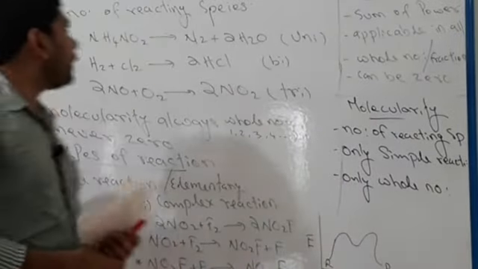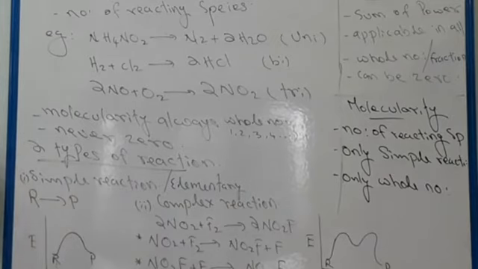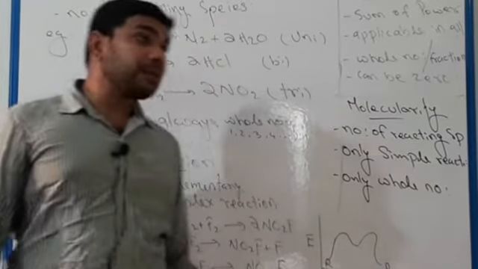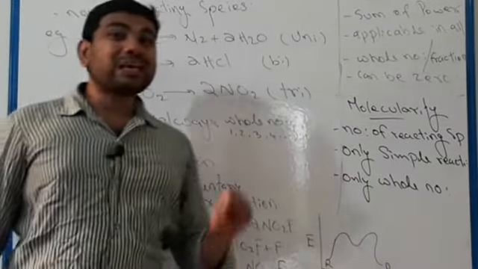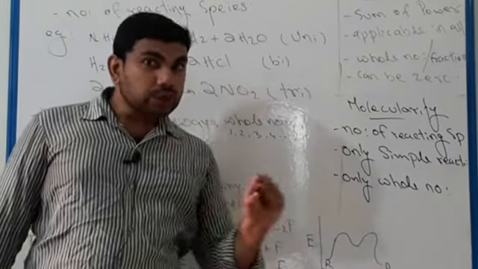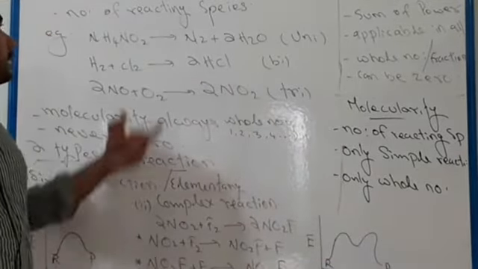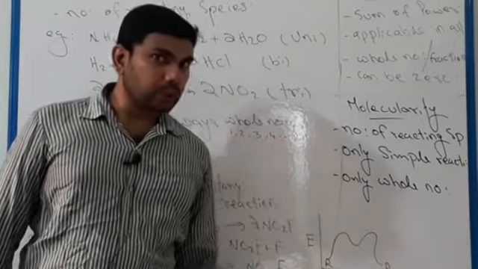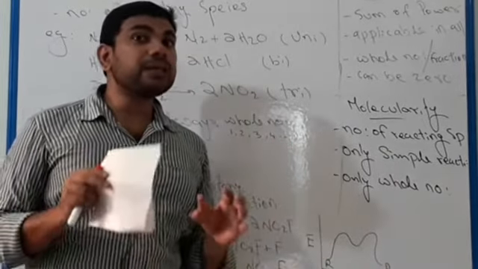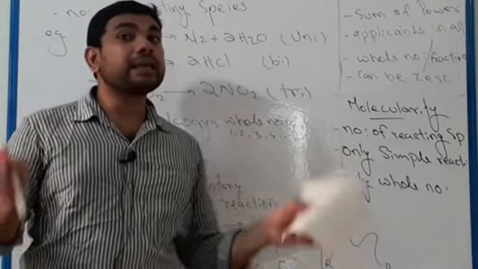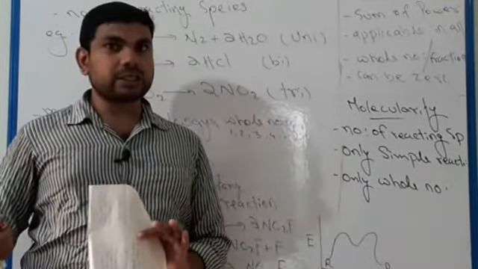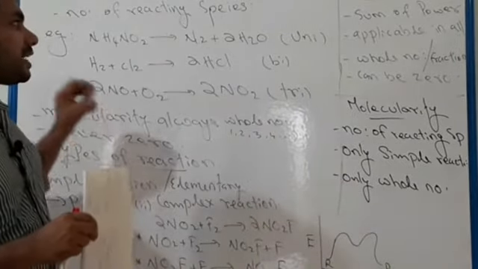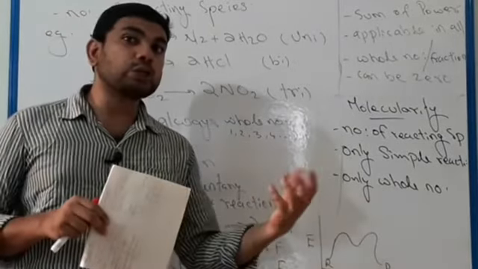Next, we have to discuss molecularity. We discussed order before. Order means the sum of powers of concentration terms in the rate law expression. That is the order of reaction. Molecularity means the number of species, atoms, molecules or ions that actively are involved in a chemical reaction, which simultaneously collide with each other and give product. The number of species that take part in a chemical reaction is called molecularity.